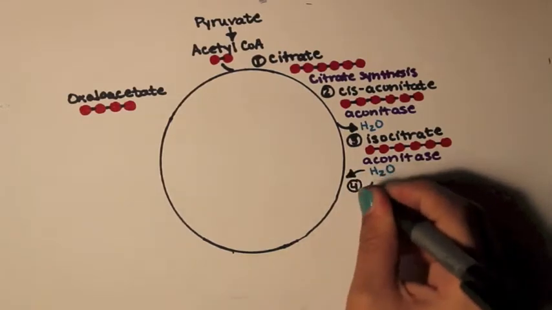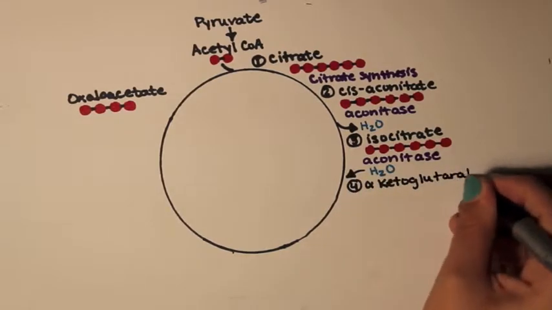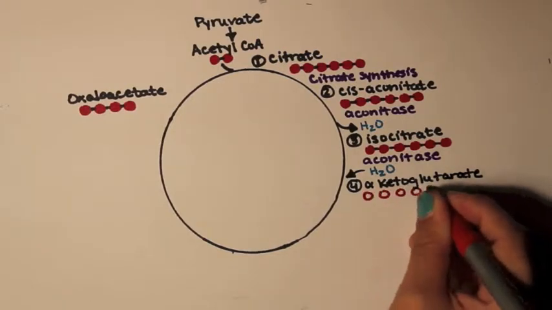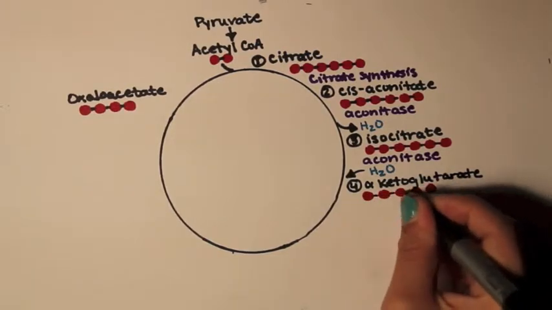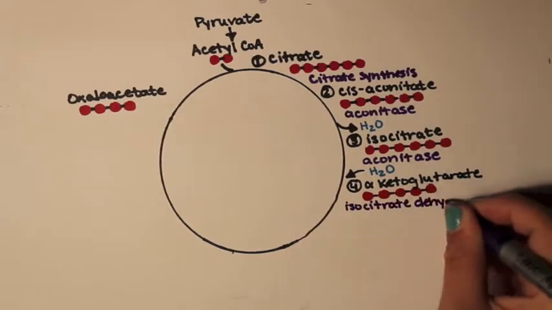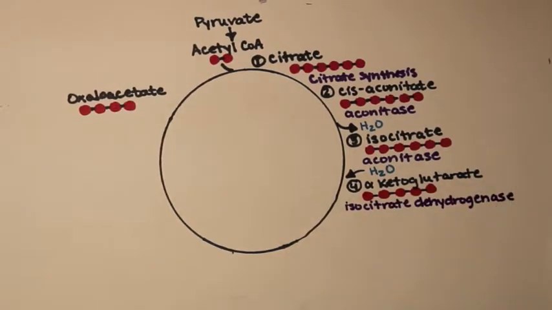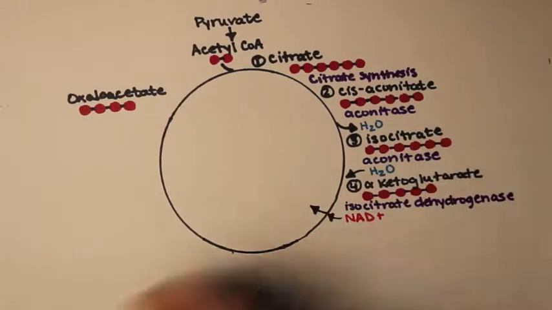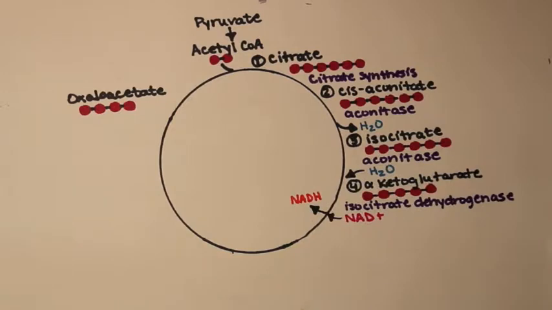In the fourth step, isocitrate is oxidized to alpha-ketoglutarate. This is a 5-carbon molecule, and isocitrate dehydrogenase is the enzyme responsible. NAD+ is needed for this, and NADH is produced, and CO2 and a hydrogen ion are released.